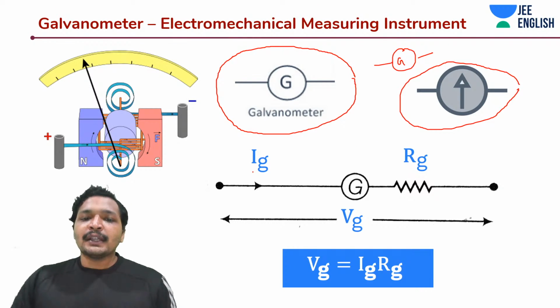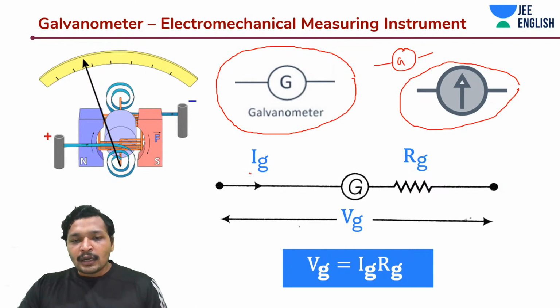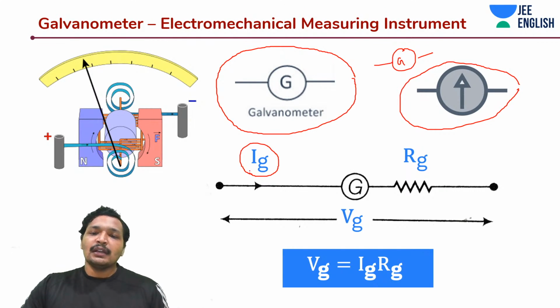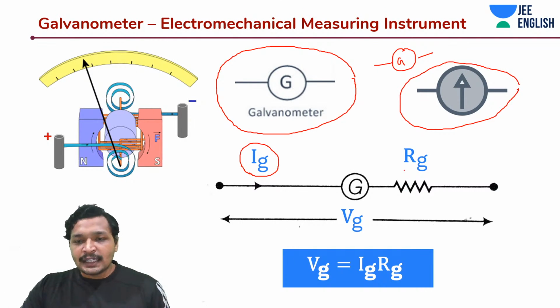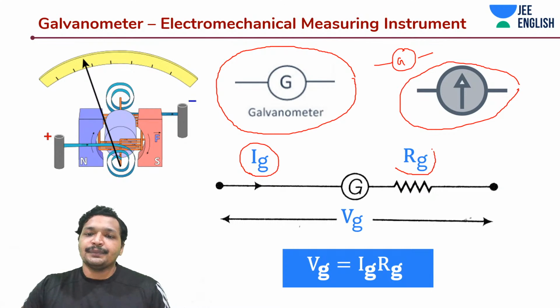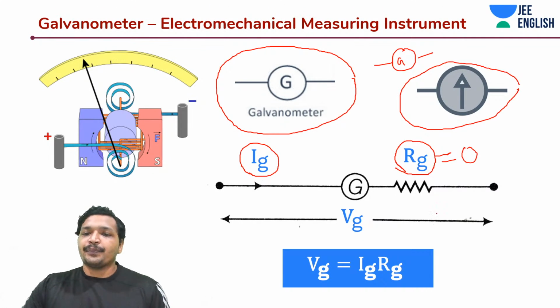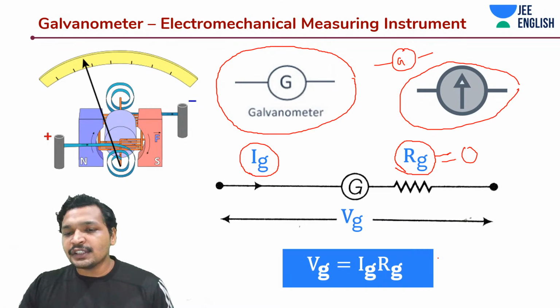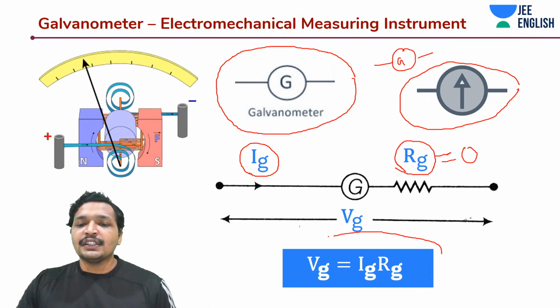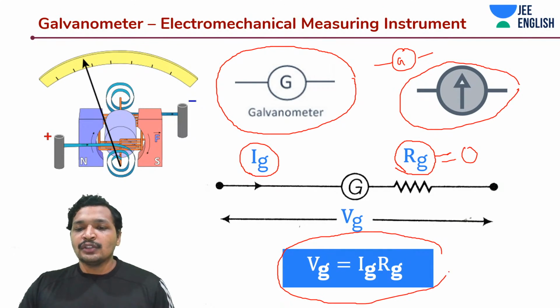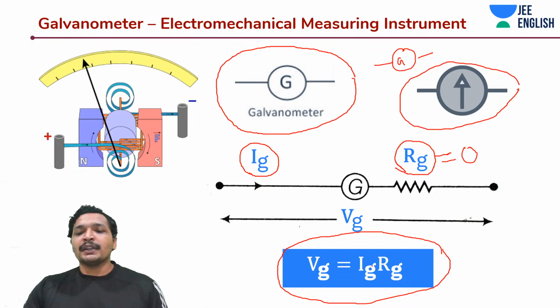Now talking about galvanometer, there is a small current that is flowing inside galvanometer. Galvanometer is not a very ideal thing. It has a resistance. An ideal galvanometer should have resistance 0. And basically the V is equal to IR equation, V is equal to IG into RG. So the voltage drop across galvanometer is nothing but IG into RG.